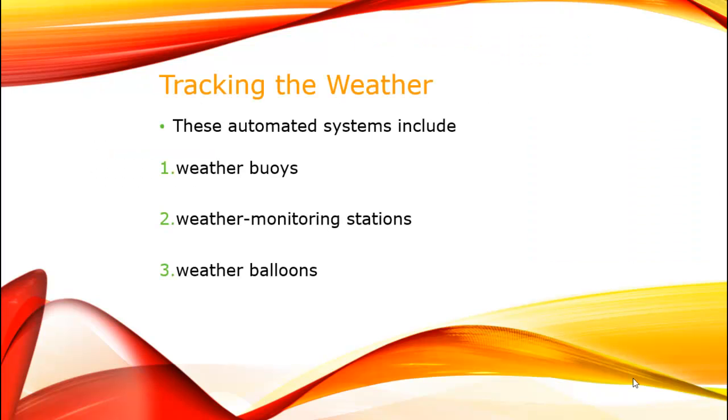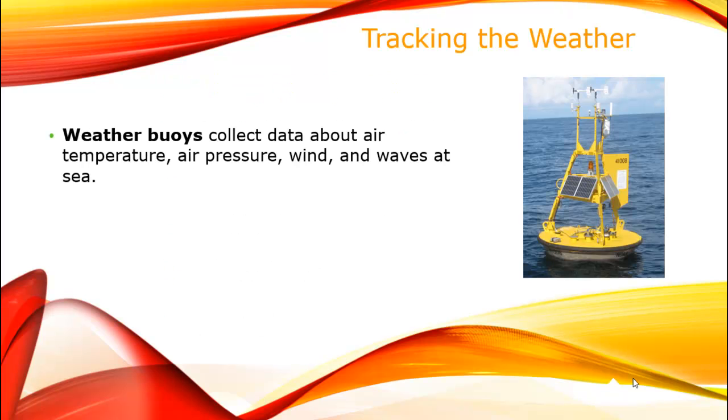What do these automated systems include? These automated systems include weather buoys, weather monitoring stations, weather balloons, and weather satellites. Let's talk about each system. First, weather buoys. Weather buoys collect data about air temperature, air pressure, wind, and waves at sea. So, weather buoys collect the data at sea.